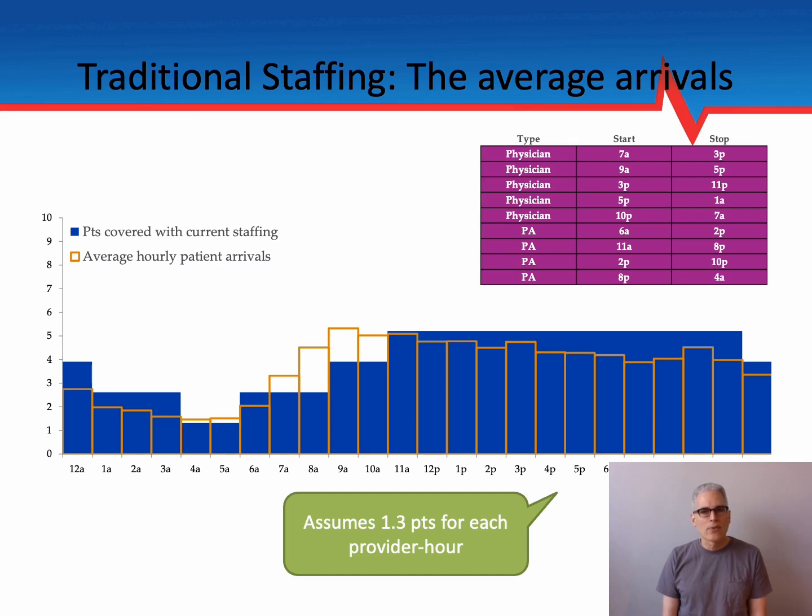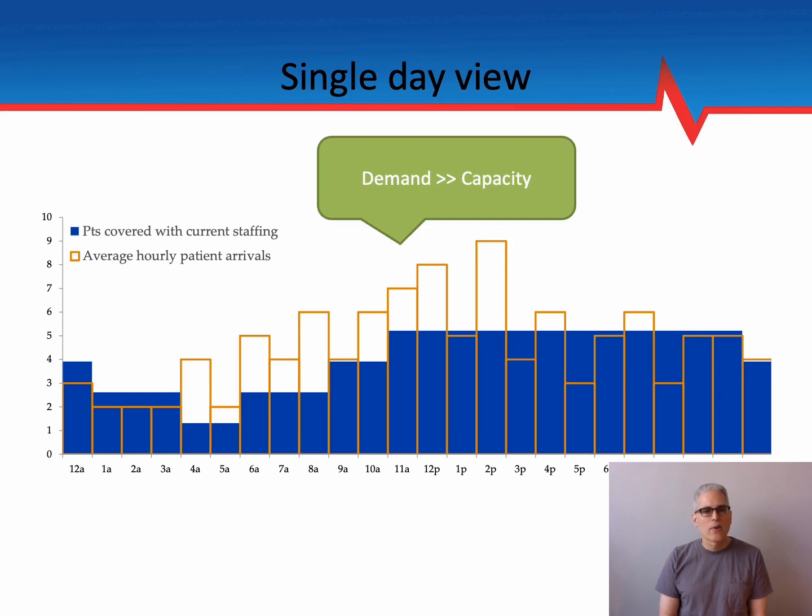They take their average volume curve for the day and try to stack providers in terms of patients per hour to try to fit the curve as best as they can. The problem is that prior curve is an average curve over a long period of time. Your single day view will look very different, so you will have some imbalances that are very difficult to predict.